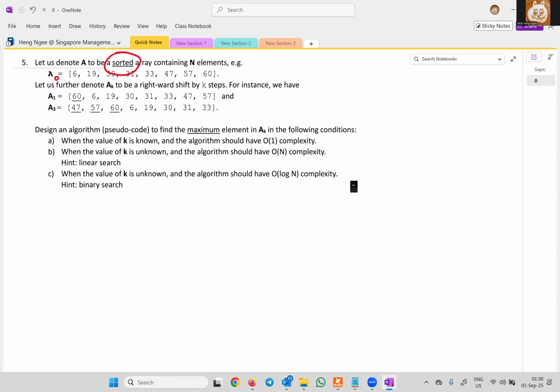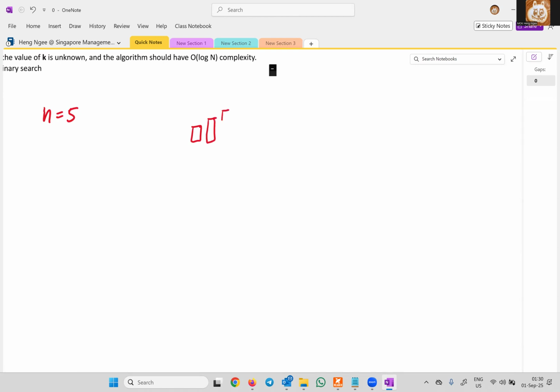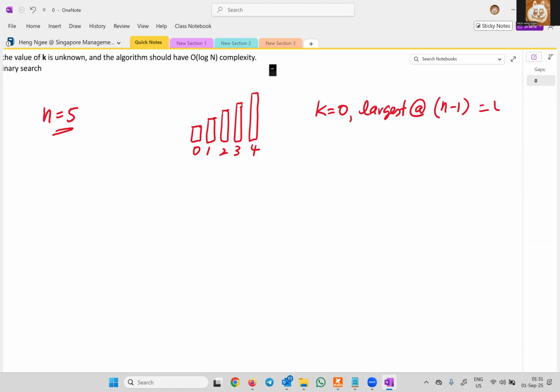So let's make the problem a bit simpler. Let's assume n is equivalent to 5. So I've got the first element, second element, third element, fourth element, and the fifth element. The height will represent the magnitude of the number, at positions 0, 1, 2, 3, and 4. So in this case, n is equivalent to 5. If k is equivalent to 0, which is the case when I'm dealing with the original array, the largest element is at n minus 1, or 4. It is at position 4.